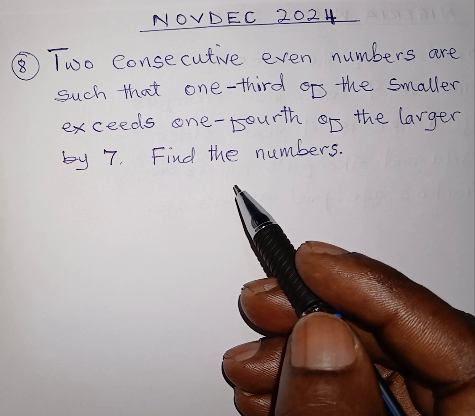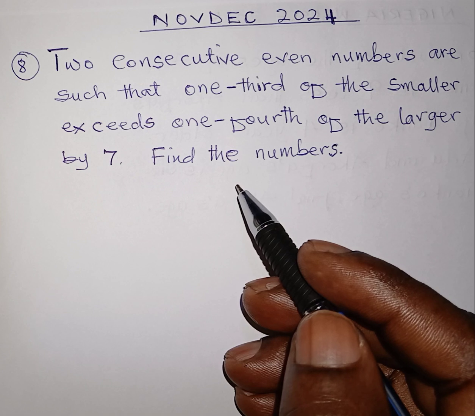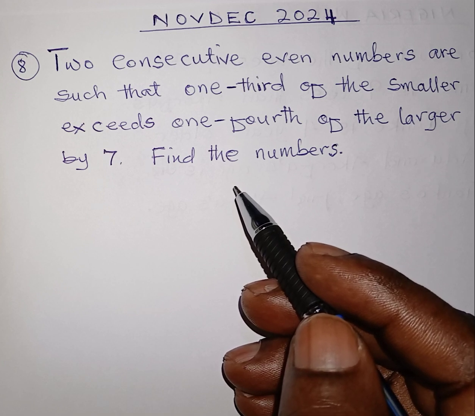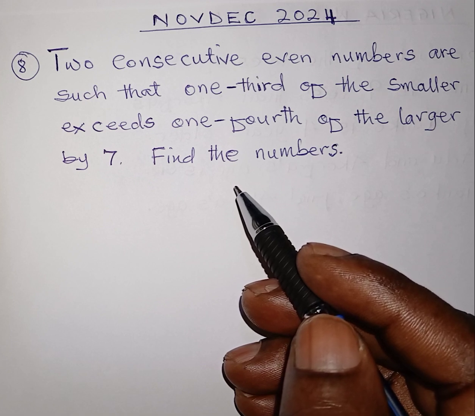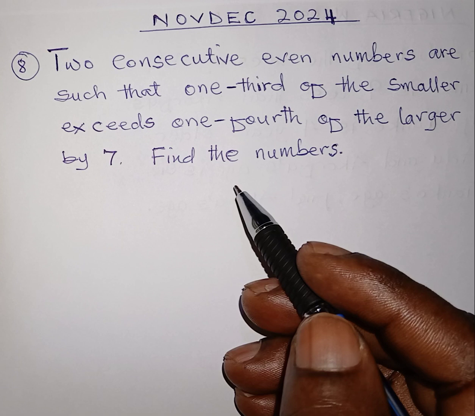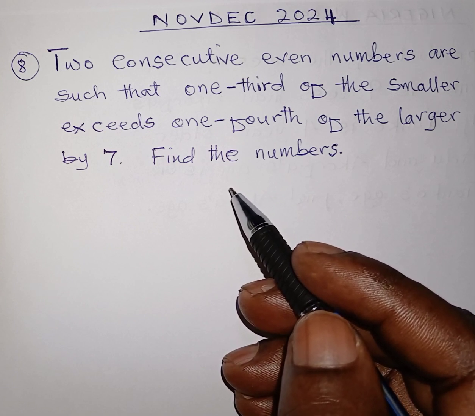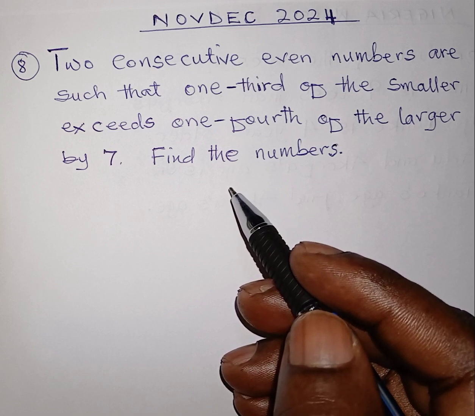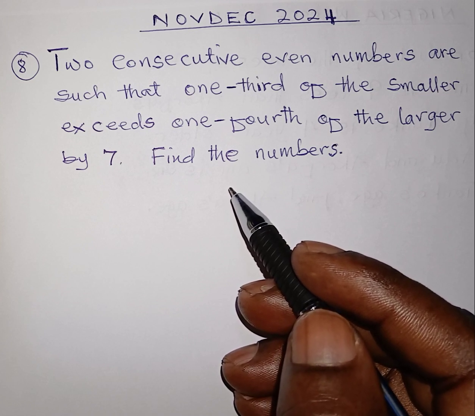Okay, so in this question, it reads: two consecutive even numbers are such that 1/3 of the smaller exceeds 1/4 of the larger by 7. We are asked to find the numbers. Since we are dealing with change of subject, which has a connection with this question, all these are linear equations, so we need to go through this.